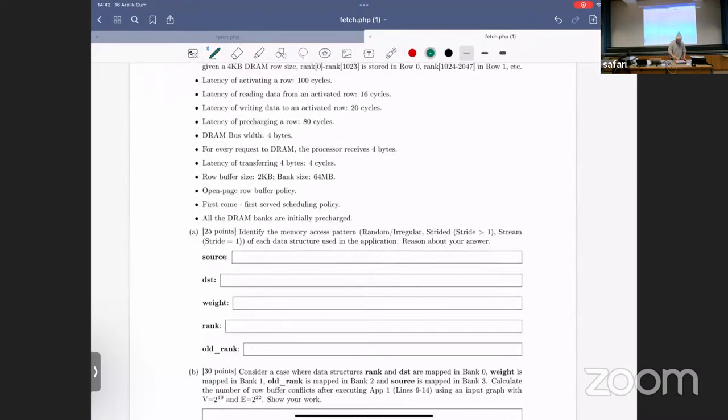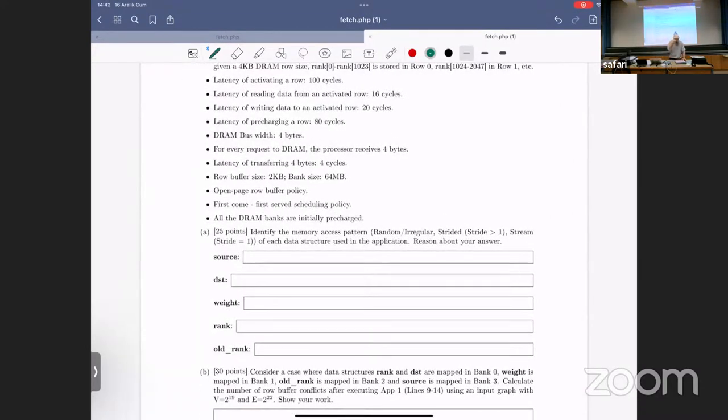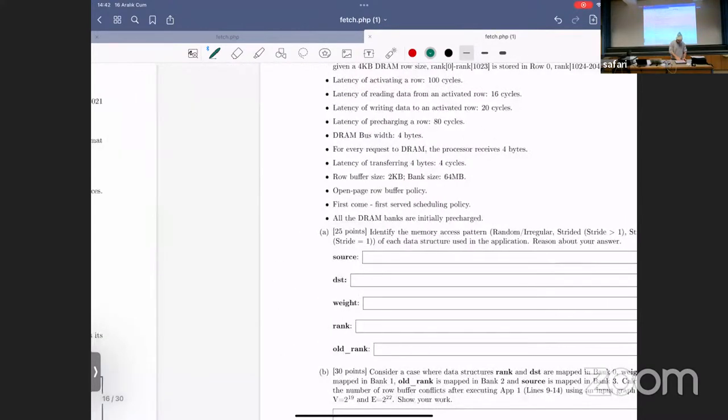So let's go to the first question. The first question says, identify the memory access pattern. It's either random irregular, strided, or stream. Stream means we have a stride equal to one. Strided means we have a stride which is different than one. And random irregular means that we cannot describe it as stream or strided. For each one of the data structures used in the application, we need to reason about the answer, right?